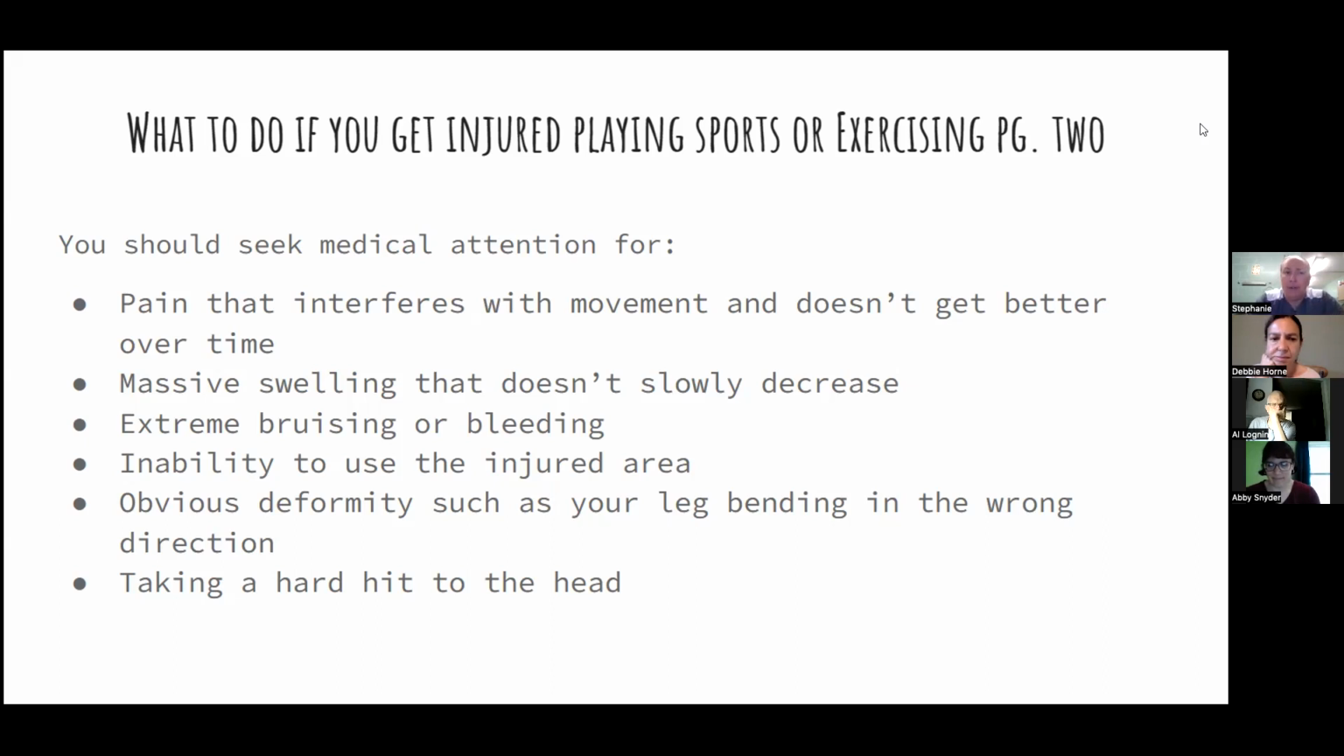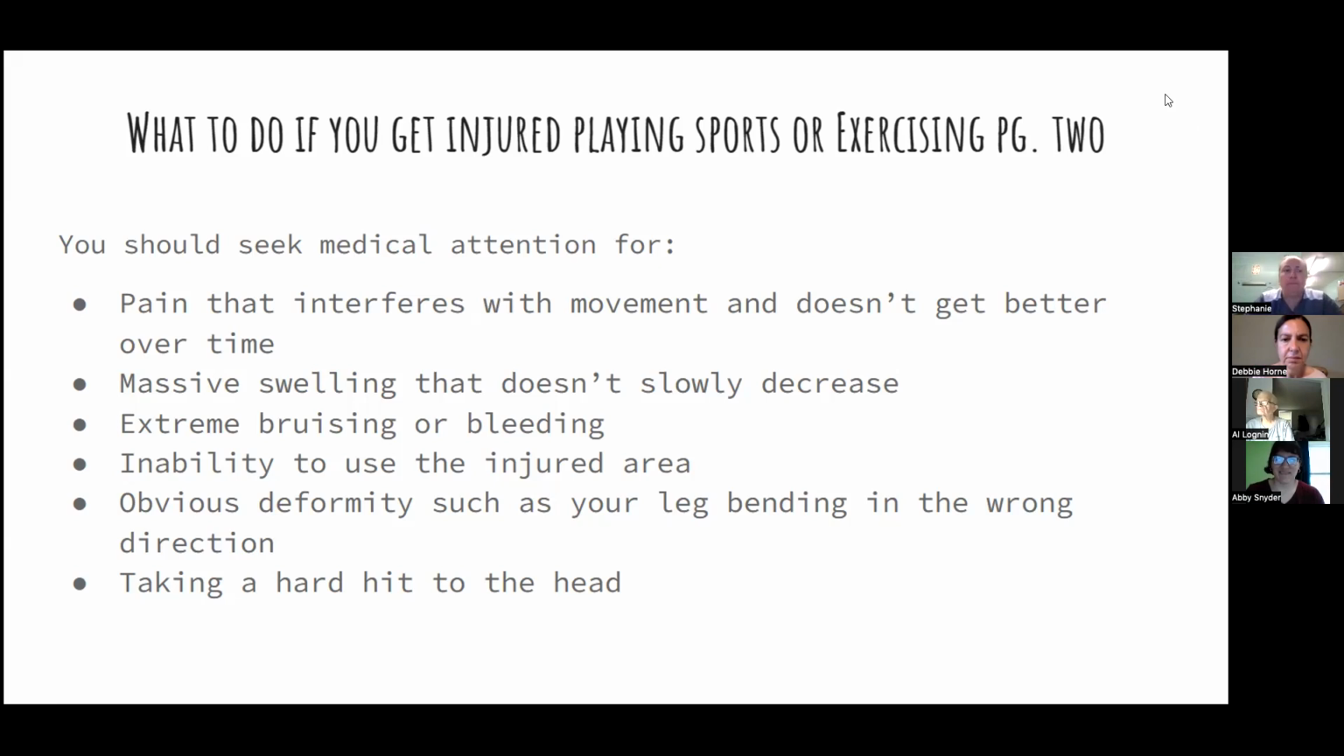Bruising is definitely something to pay attention to. You don't think about it, but bruising is technically internal bleeding, so if you have a large amount of it, you want to keep an eye on it. Inability to use the injured area, definitely. Deformity, obviously, because you want to rule out a fracture or anything. And a hard hit to the head, because you would want to rule out a concussion. So this is a good list to look at.